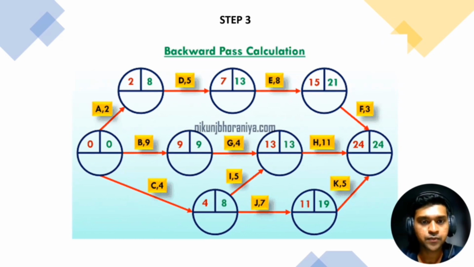Okay, now we're looking into our step 3, which is backward pass calculation. Here we will take the end of activity time as the start time, as a finish time. In this example, it is 24. The backward pass is a process of subtracting the duration of the activities, leading to the end activity node. By repeating this process, we will arrive at the finish time, which means at the beginning.